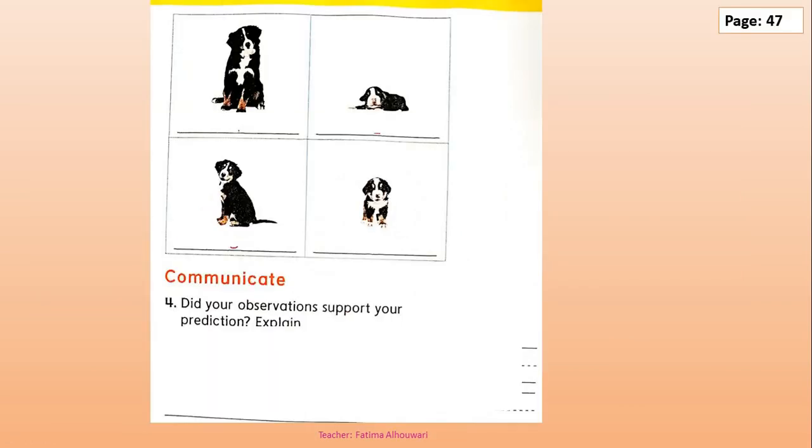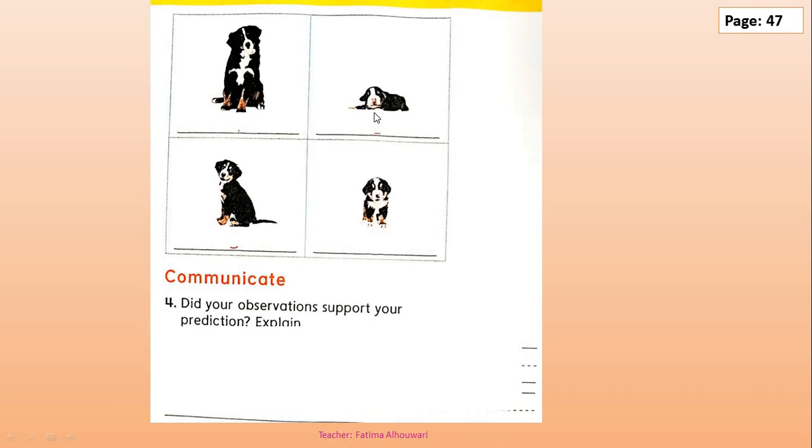So now let's solve the question on page number 47. On this page, we have many pictures of the same dog at different ages. Now, let's number these photos, grade 1, with 1, 2, 3, or 4. 1 for the dog at the earliest age, and 4 for the dog at the oldest age. What do you think, grade 1? Try to solve it by yourself. Stop the video, try to solve it, and then when you finish, you can check your answers here.